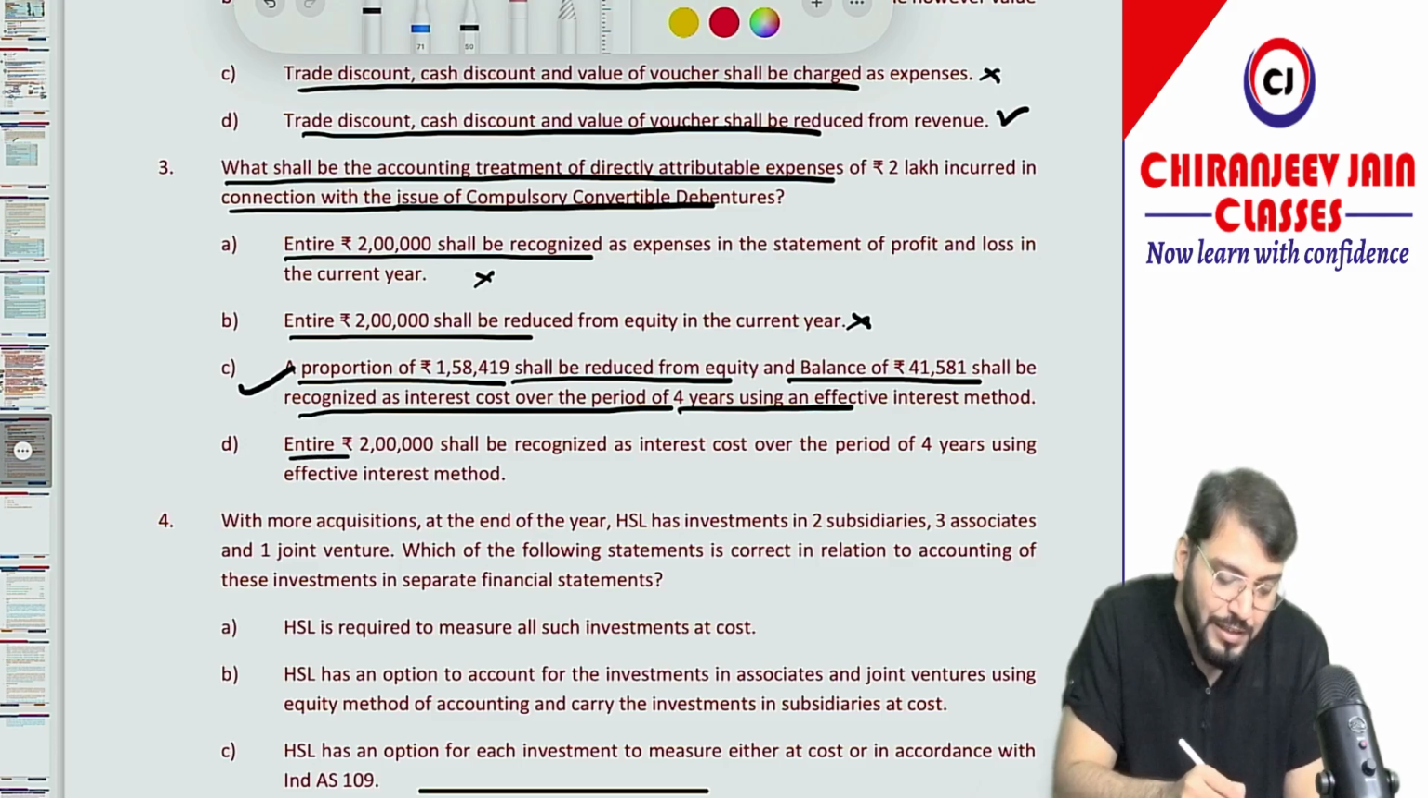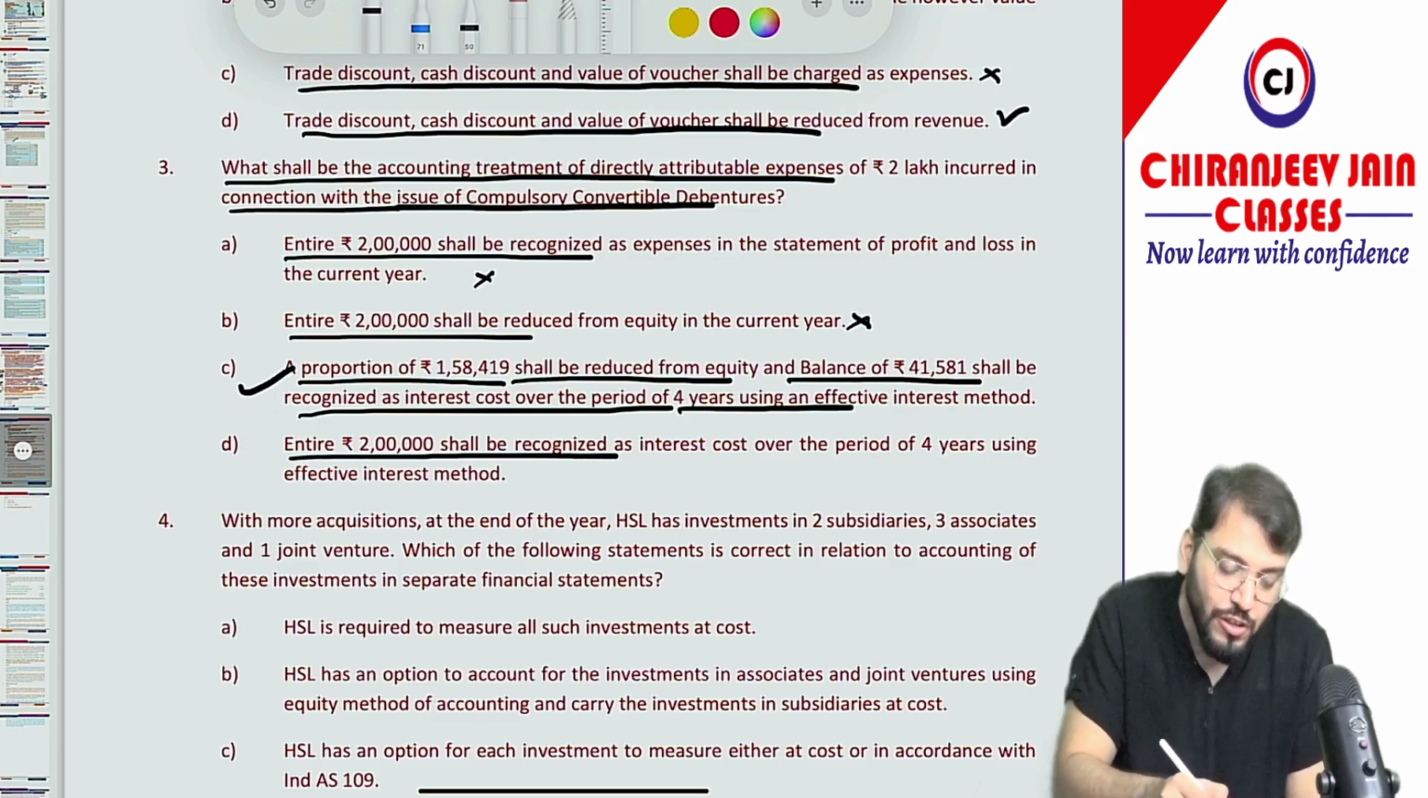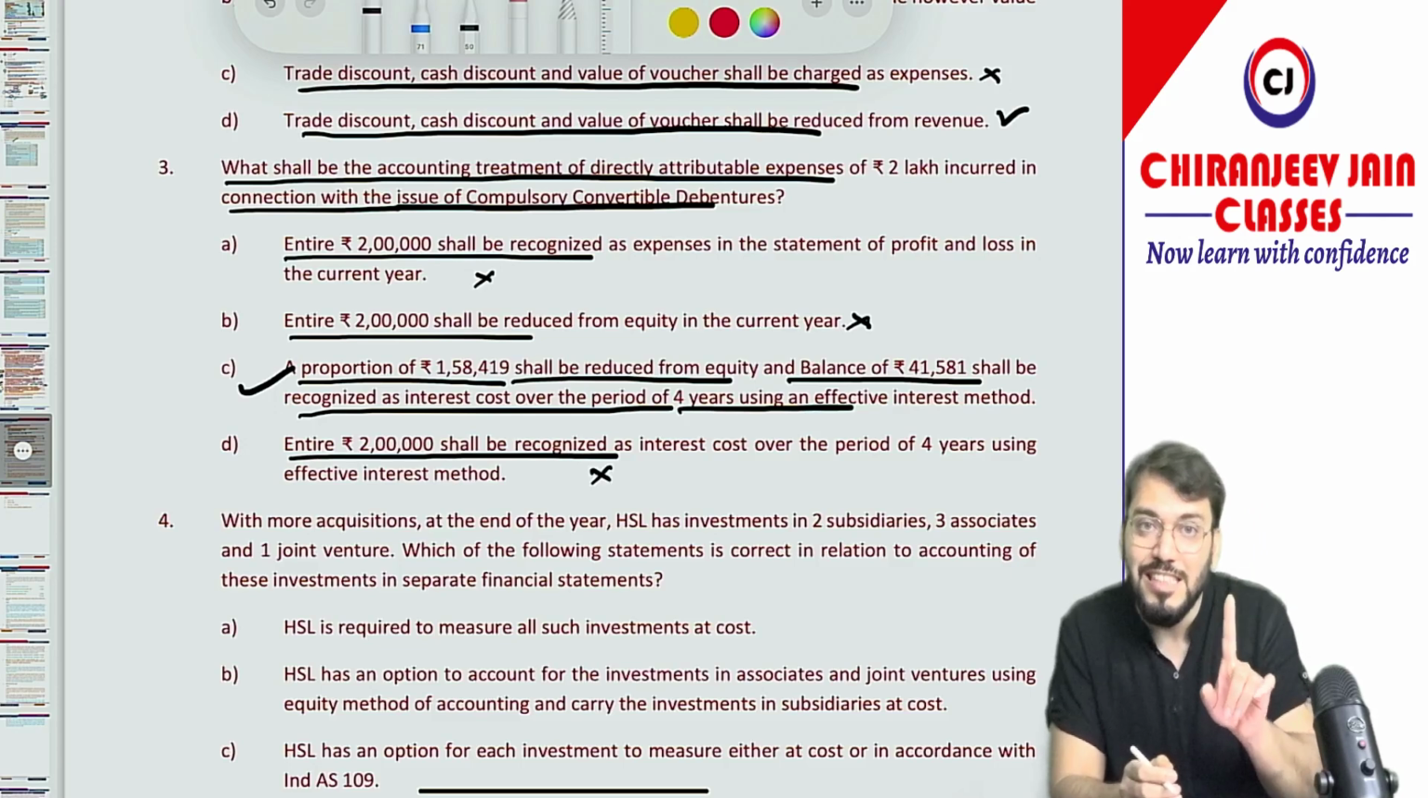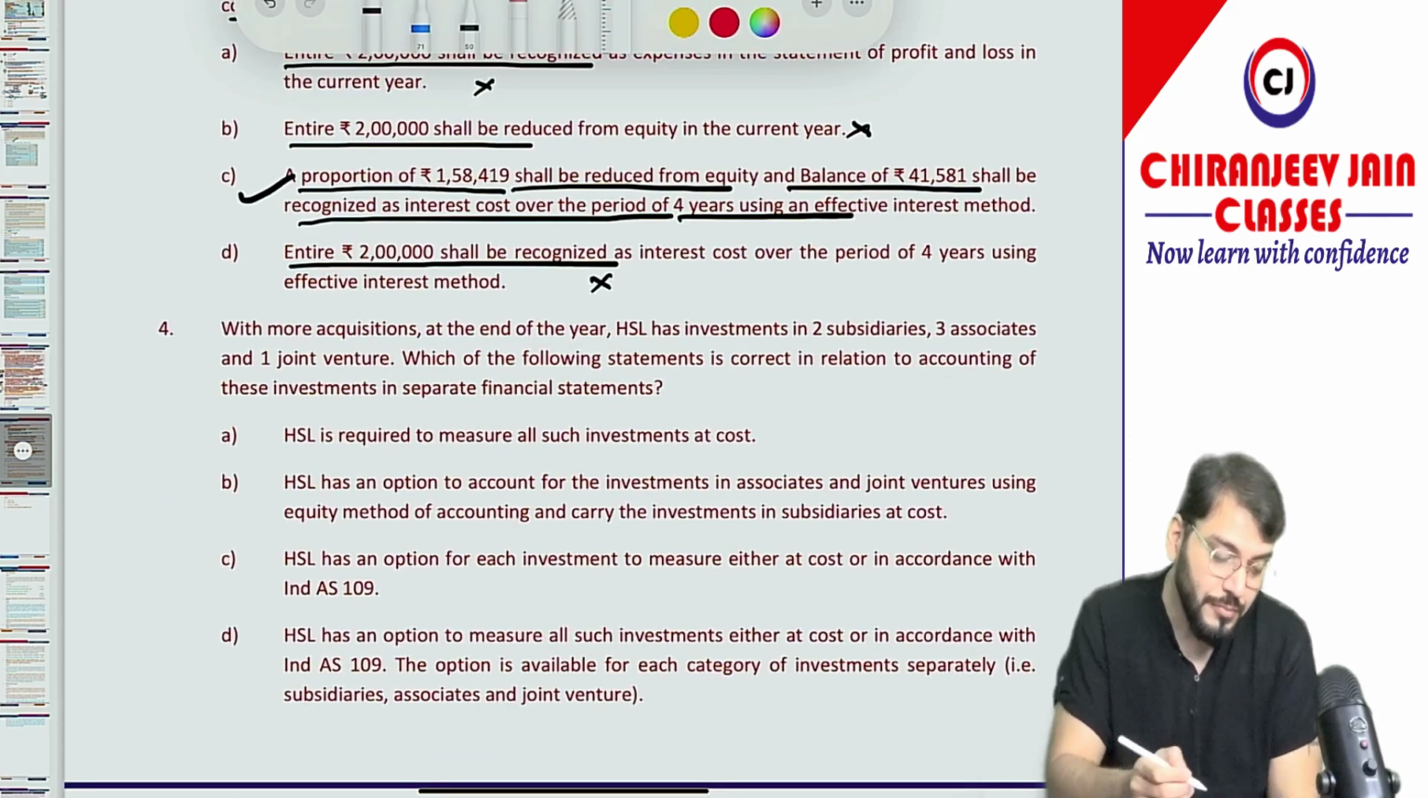Let's see option number D also. Entire 2 lakhs shall be recognized as an interest cost. This is also not correct. So option number C is correct. Got this point? Yes, sir.